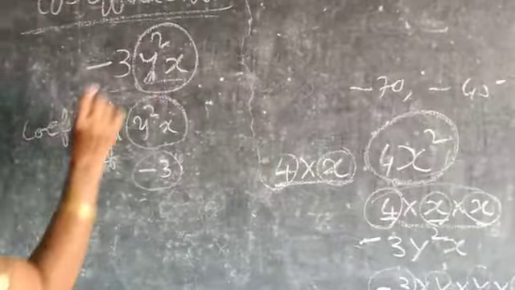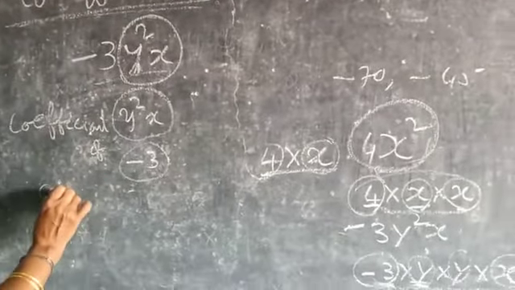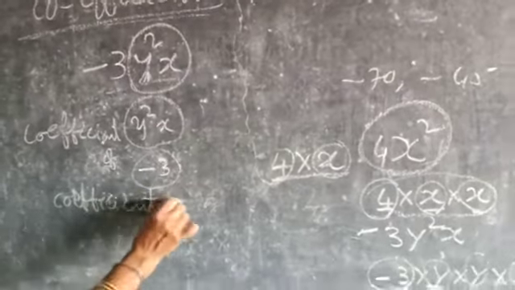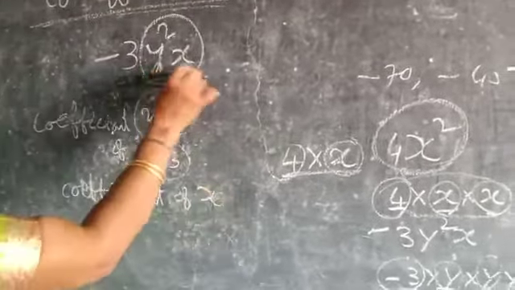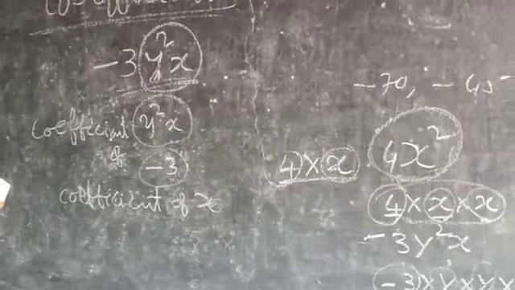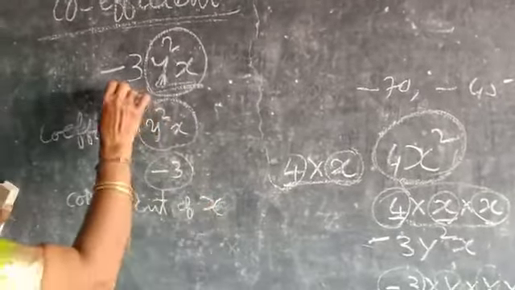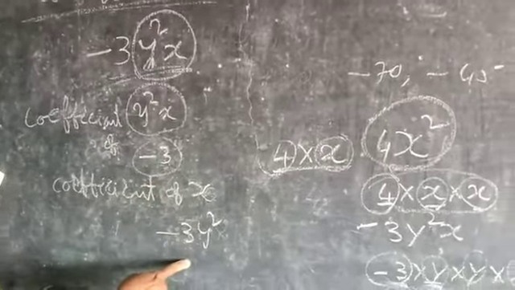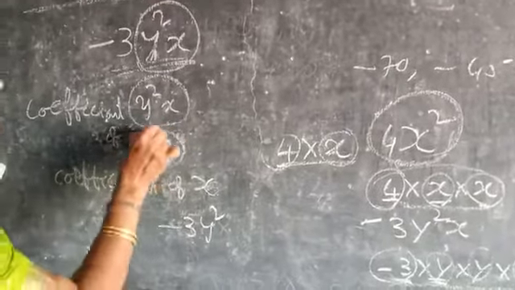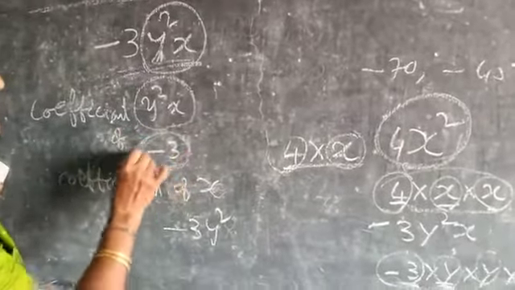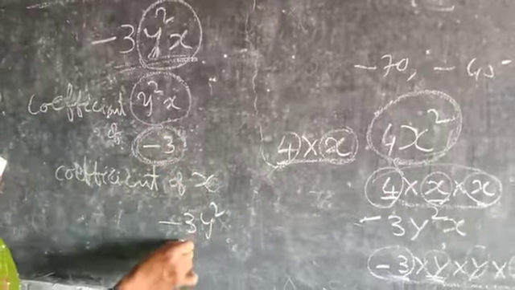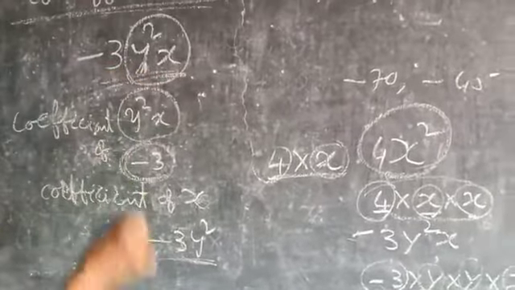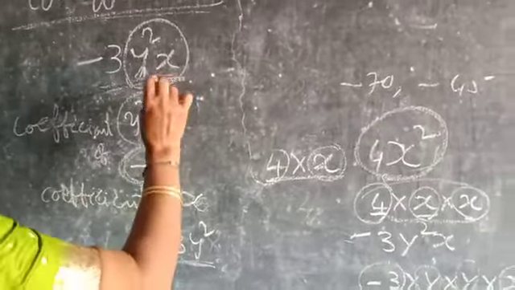Suppose the question is asking what is the coefficient of x in the term minus 3y square x. Then what will you write? You will write minus 3y square. Do you understand now what the coefficient is? Only the numerical number is the numerical coefficient. Other things are variables, and all the other factors are the coefficient of that factor.